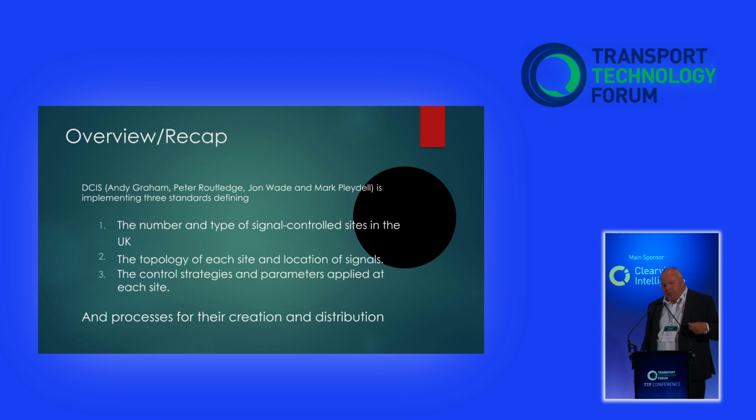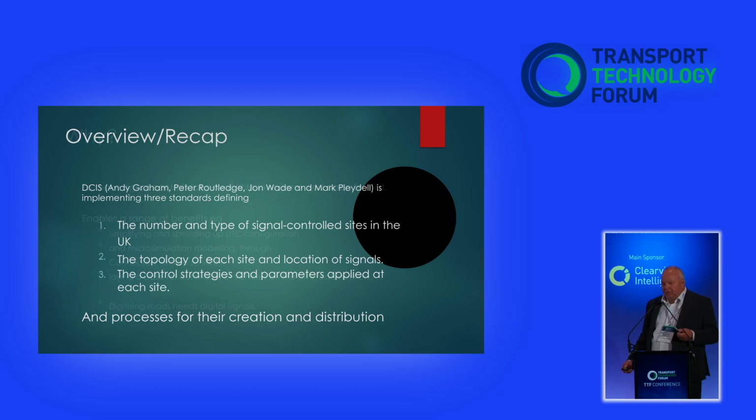The second bit is the topology of each site. So how is it laid out? How can autonomous vehicles drive through it? And the third is the logic of how the signals work. So if you imagine, a DTRO, that we heard about yesterday, is the legal bit that says you can't turn right. A DCIS standard is the technical bit that says your controller can't allow you to turn right.